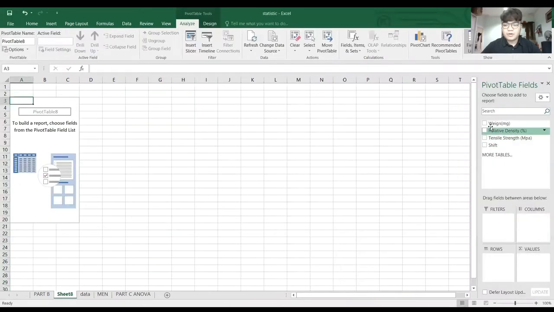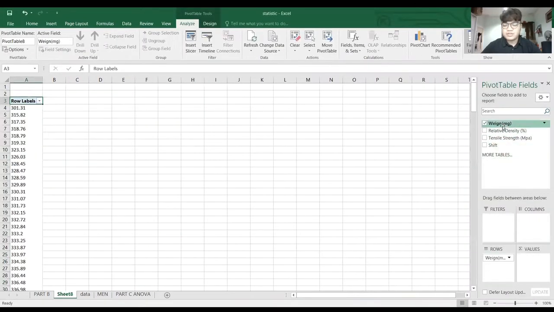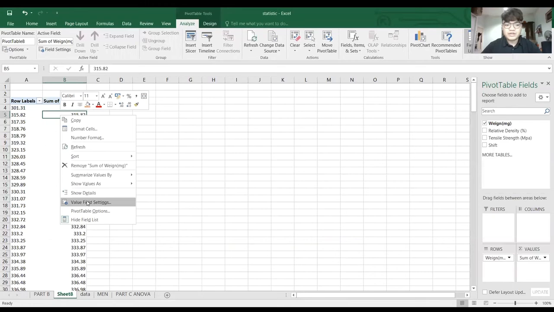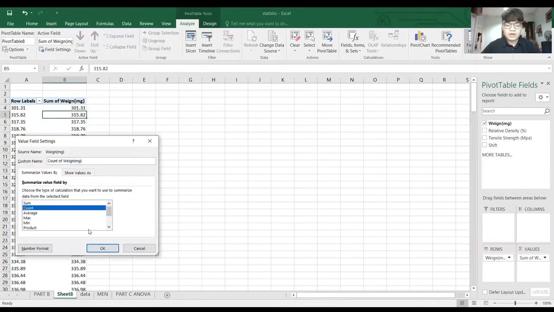In this part, we're going to put the weight in both columns since the question only involves weight. For the right column, we're going to right click and choose Value Field Settings, and we're going to choose count. Count is the same as frequency.